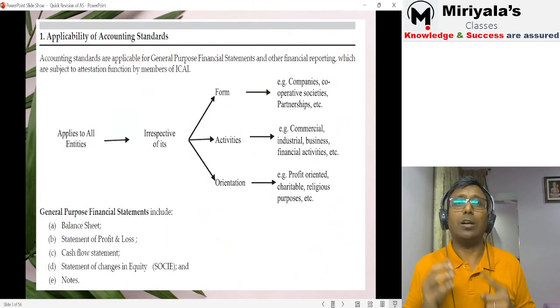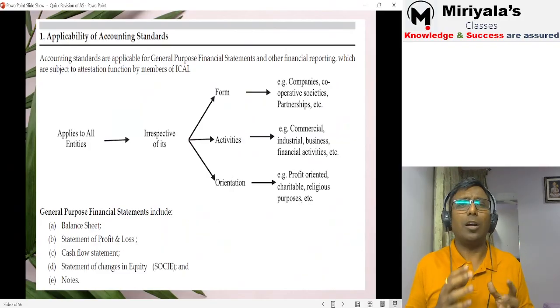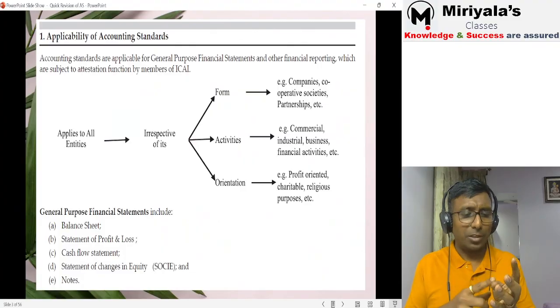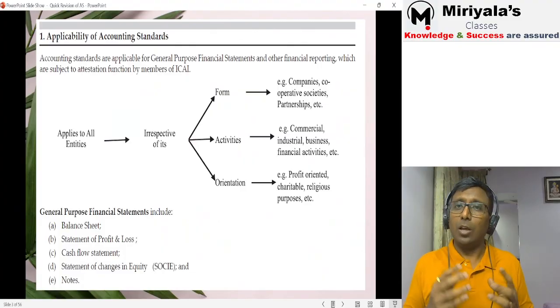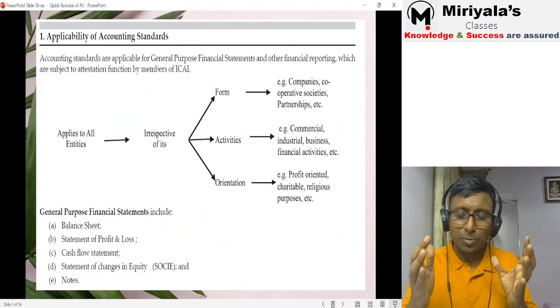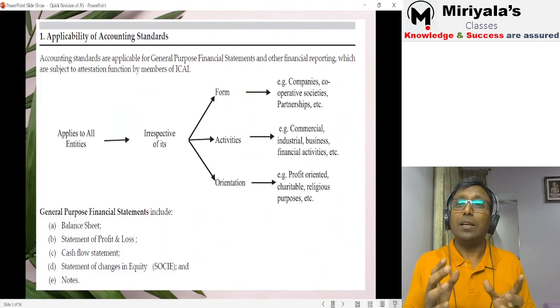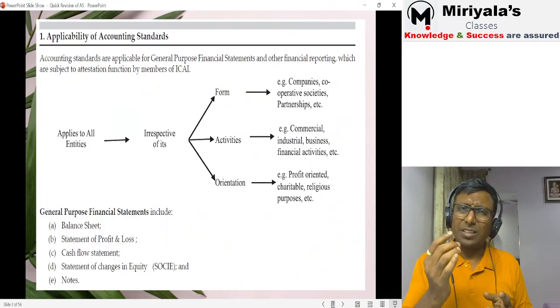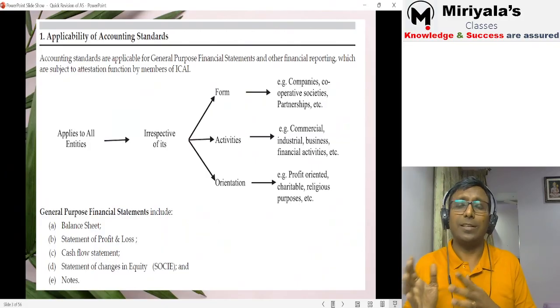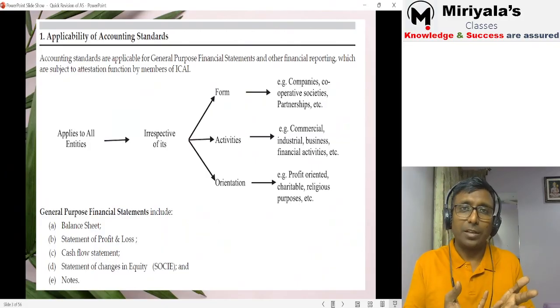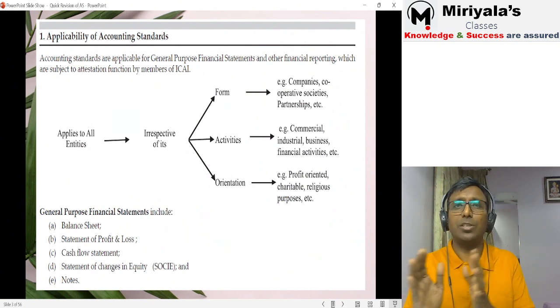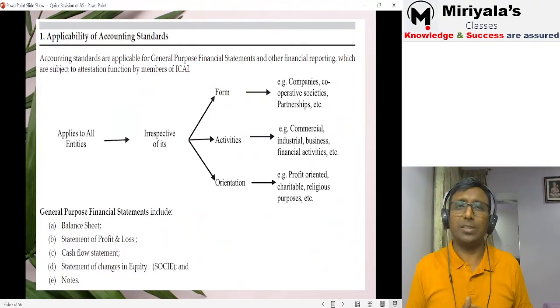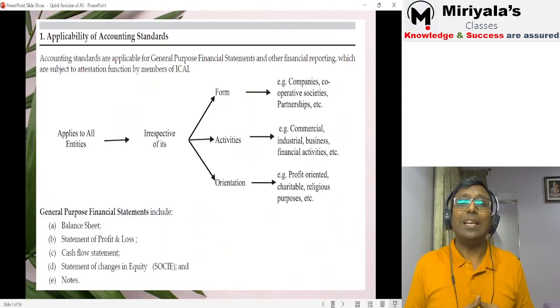Before getting into the accounting standards, first you must know the applicability. Accounting standards are applicable to each and every entity, irrespective of its form, activity or orientation. It is applicable to every entity which is preparing general purpose financial statements. There is only one exception: a 100% non-profit organization does not need to comply with accounting standards. General purpose financial statements obviously include the balance sheet, profit and loss, cash flow statement, notes to financial statements, and statement of changes in equity, SOCIE. Just remember these things.